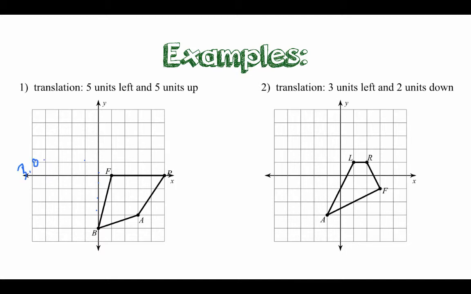F, I'm going up 5, which is going to take me to the top, over 5, which is going to take me to right here. Here's my F prime. P, I'm going up 5, over 5. Put me right there for P. And then last but not least, up 5, over 5, which is going to put me right about there for P. So there we go, just like that, and it is done.